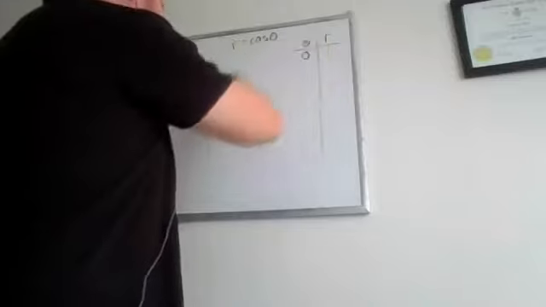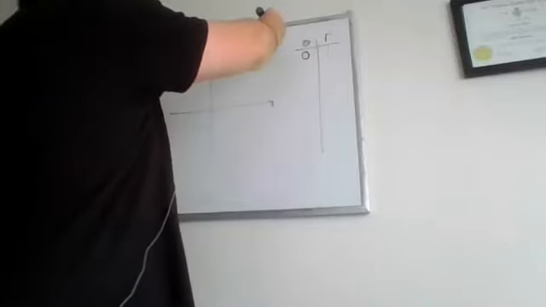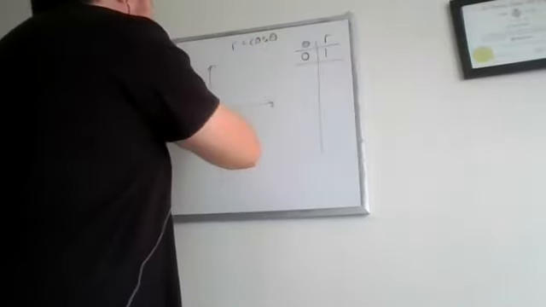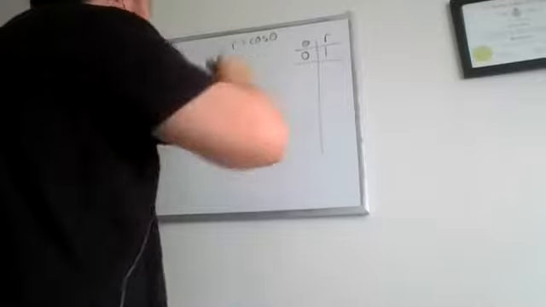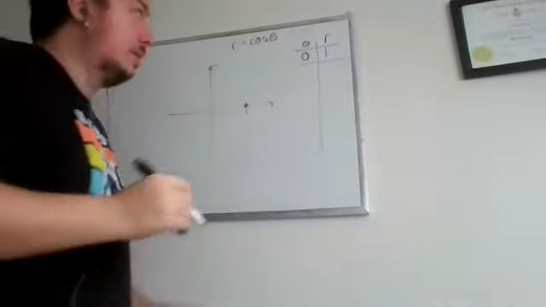So why don't we start at 0? That's in this direction. If I plug 0 in for cosine here, cosine of 0 is 1. So in the 0 direction, I go out a distance of 1. Why don't we say that's right here? There's my first point on my curve.